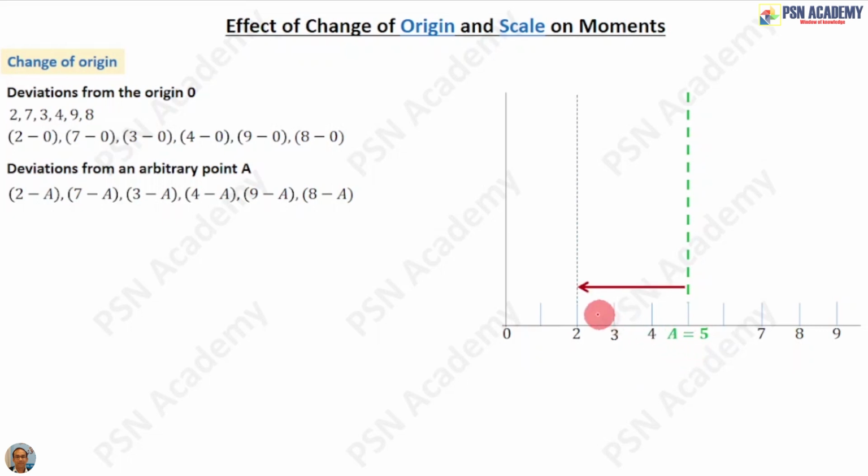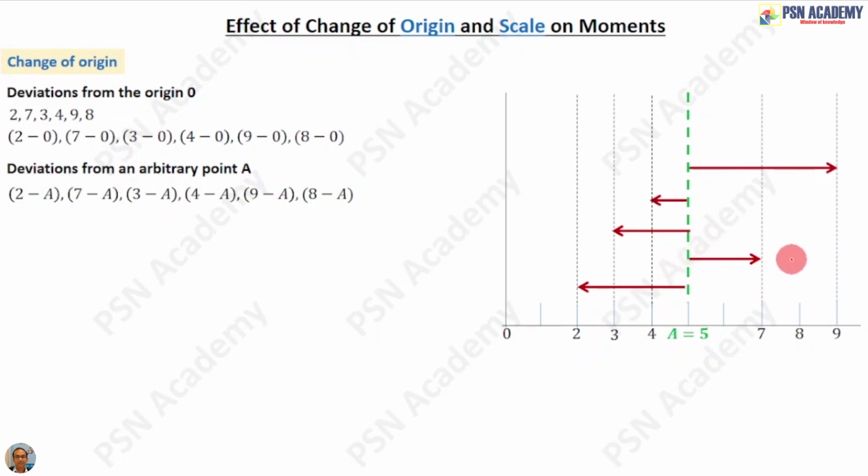So, the deviation of 2 will be looking like this, and it will be on the left hand side of this arbitrary point. You see the deviation of 7, it is on the right hand side of this arbitrary point A. This is the 3's deviation, this is the 4's deviation, this is the 9's deviation, and this is the 8's deviation. So you see that the deviations are sometimes on the left hand side and sometimes on the right hand side of this arbitrary point.